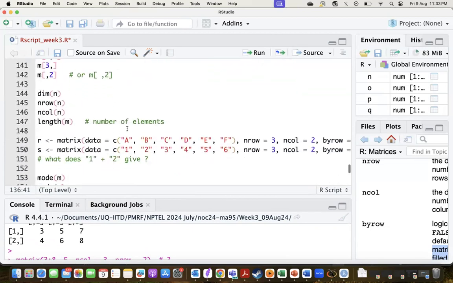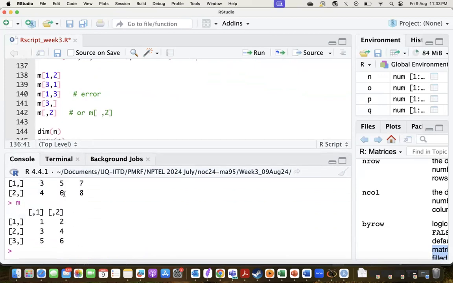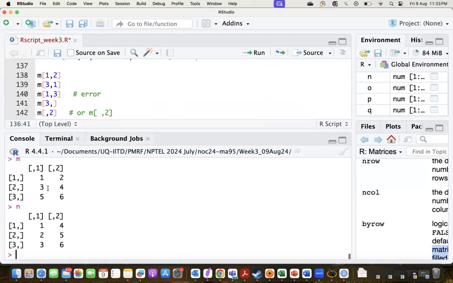Just a few more things about matrices. Just to remind you, this is the matrix M and this is the matrix N that we'll take as examples for the next few lines. Both of them are 3 by 2 matrices because both have 3 rows and 2 columns. And like we said, rows are always referred to first and then columns.